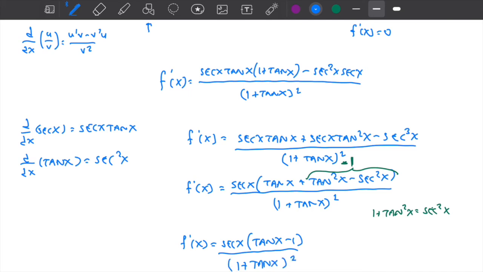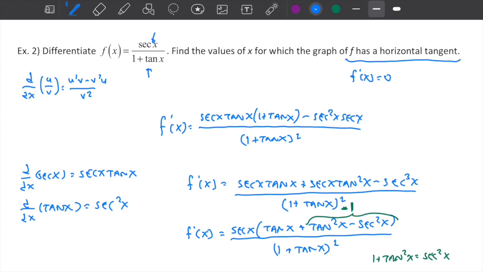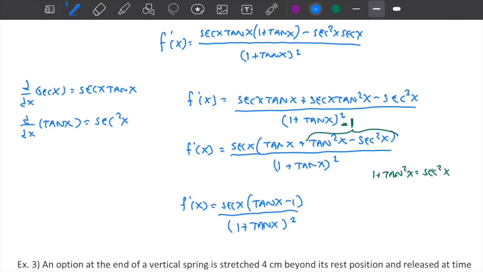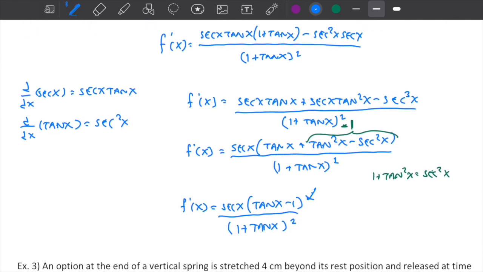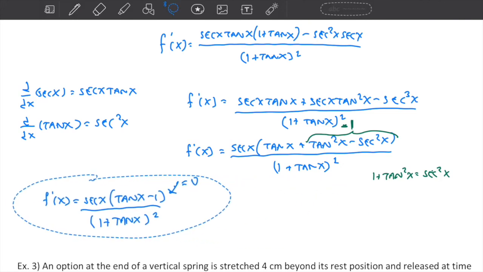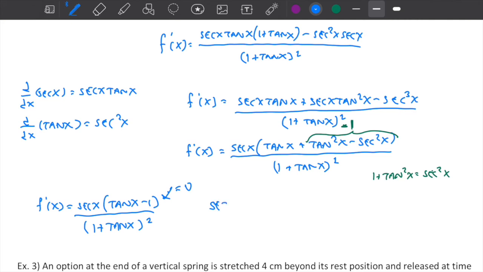Now we want to know, when is this equal to 0? When do we have horizontal tangents? Back up to the top. We would look at each factor in the numerator, set each factor in the numerator equal to 0. Secant equals 0 does not exist. Think about the graph of secant. Then we've got tan x minus 1 equals 0. Tan x equals 1. That's going to be at pi over 4, and every pi k.